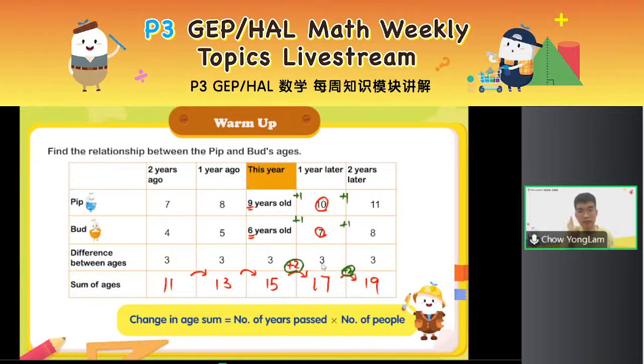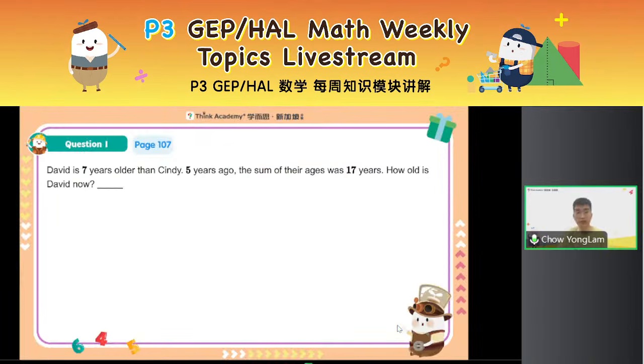Right, so the most basic two age facts we have: number 1, the difference of ages between two people will never change. Second, for two people, every year, the age sum will plus 2. Every year, age sum plus 2. With this, we already can do question number 1, right? In case you forget, it is at page 107.